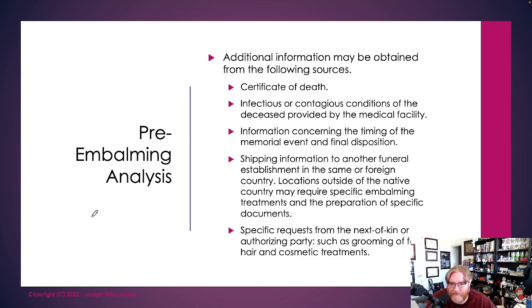Additional information may be obtained from the following sources. If you're lucky enough to get a death certificate or a preliminary death certificate, you can get some information from that. Infectious or contagious conditions of the deceased provided by the medical facility. Usually they'll put a sticker on a body bag or a container that says VRSA, MRSA, E. coli, staph, so you have an idea that you are dealing with some level of infection. Information concerning the timing of the memorial event and final disposition. Embalmers should know when things are going down or if things are waiting to be planned.